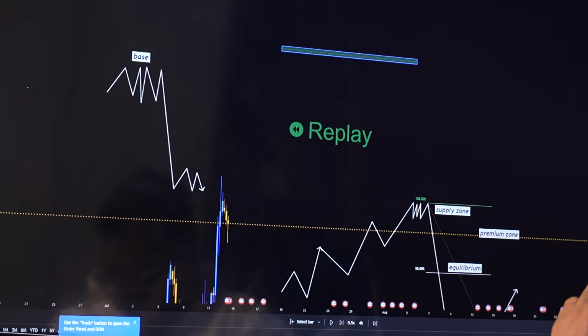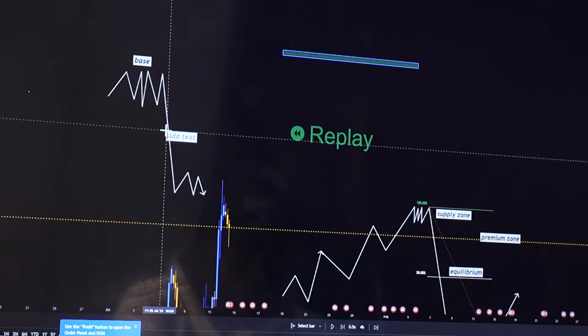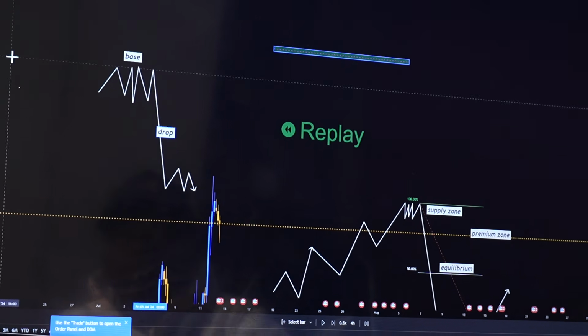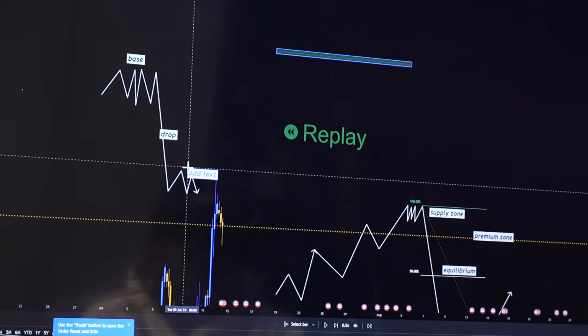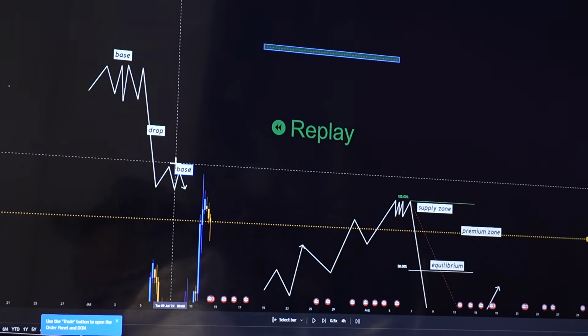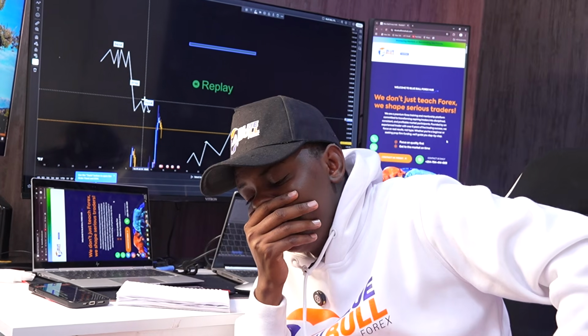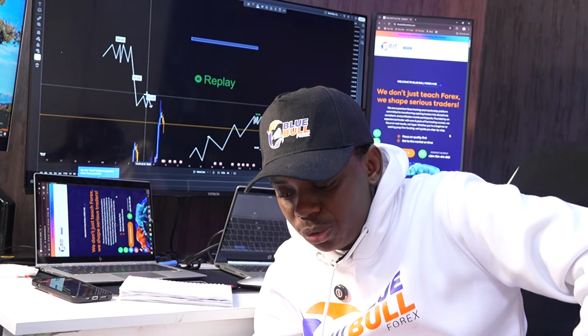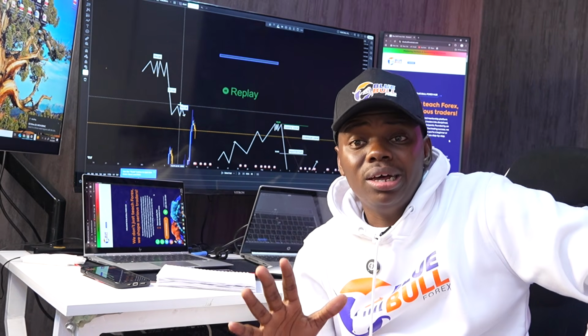Oh my goodness. Base, drop, base. Okay, simple. Guys, let me break it down for you. See, I make trading the simplest thing on earth.